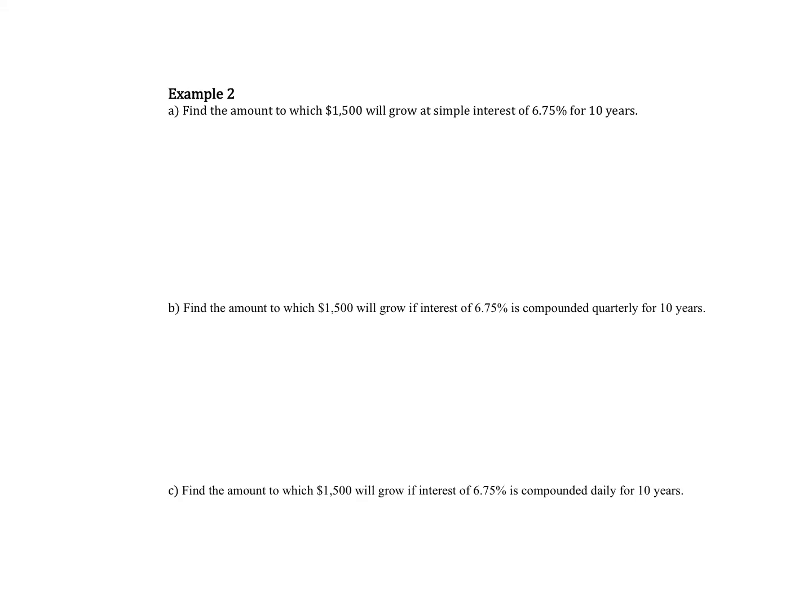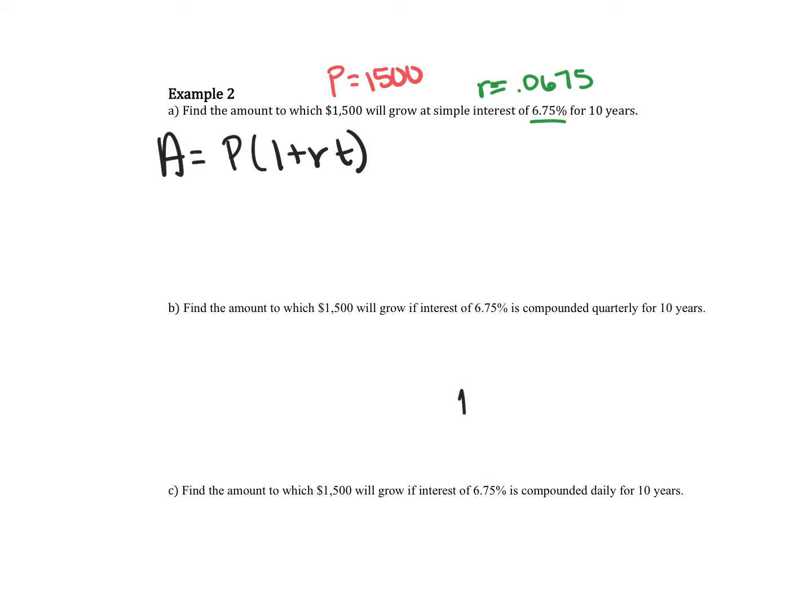So in these examples, let's compare what happens as we change compounding periods. For this one, it says find the amount to which 1,500 will grow at simple interest. Remember, our simple interest formula is A = P(1 + RT). Here my P is 1,500, the interest rate R is 0.0675, and my T is 10.